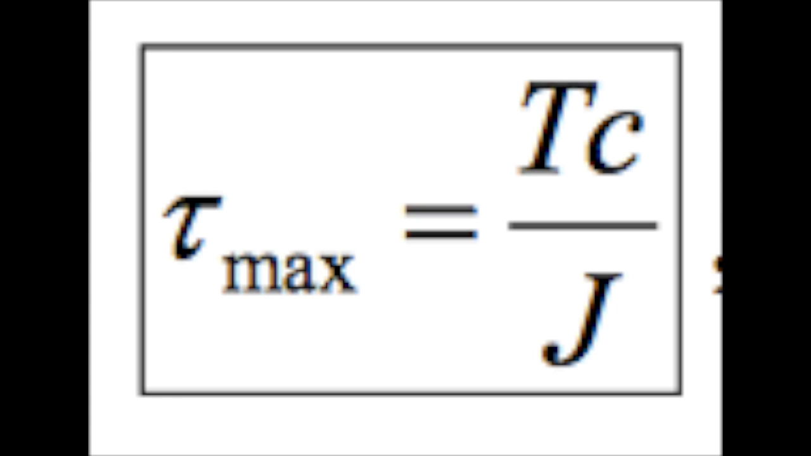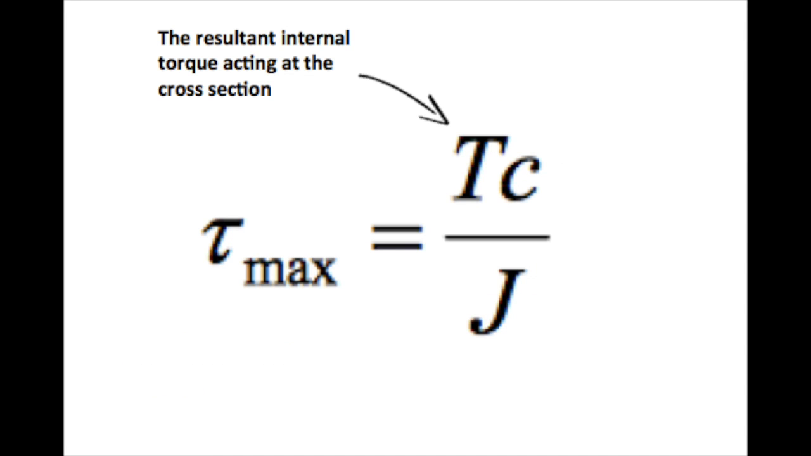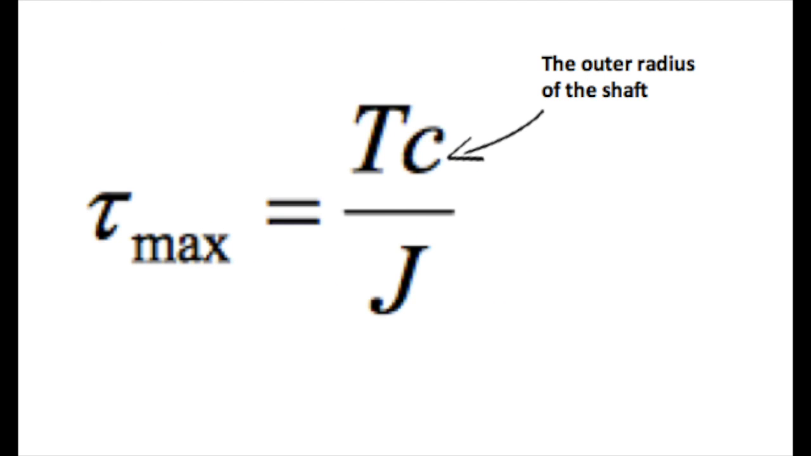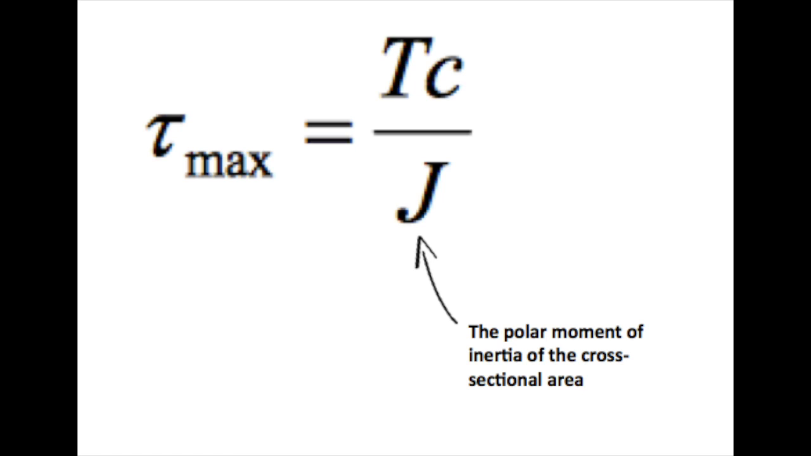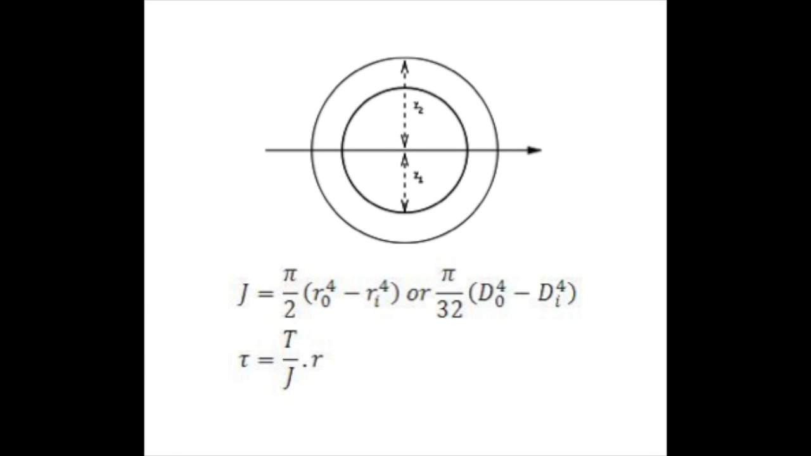Torsion is found by using this equation, where tau is the maximum shear stress in the shaft, T is the resultant internal torque at the cross-section, C is the radius of the shaft, and J is the polar moment of inertia at the cross-section. For a solid shaft, J is equal to pi over 2 times the radius to the 4th power. For a tubular shaft, J is equal to pi over 2 times the difference between the outer radius to the 4th power and the inner radius to the 4th power.